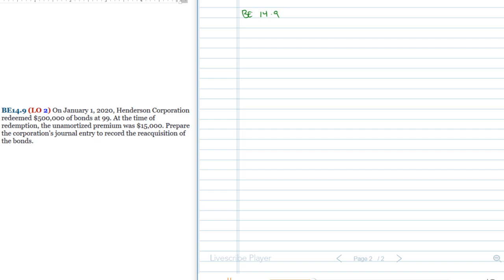On January 1st, 2020, Henderson Corporation redeemed $500,000 of bonds at 99. At the time of redemption, the unamortized premium was $15,000. Prepare the corporation's journal entry to record the reacquisition of the bonds. So here's the first time I'm going to ask you to answer a question in your notes. So notes question number 1, and this won't surprise you, calculate the gain or loss.